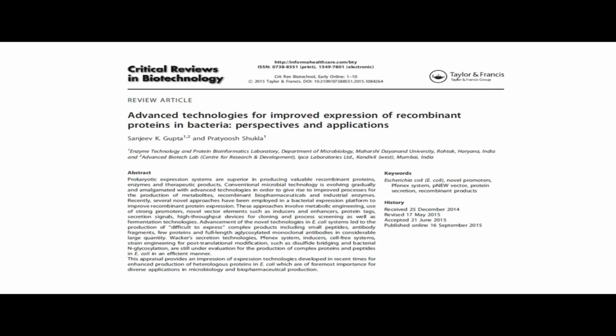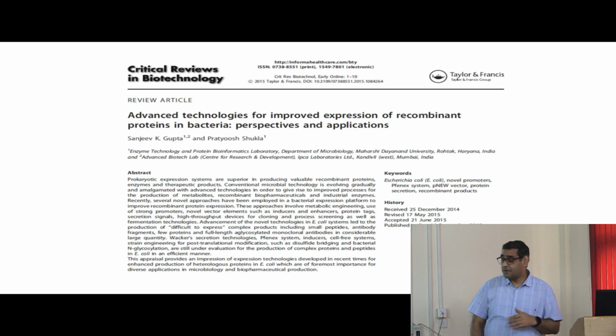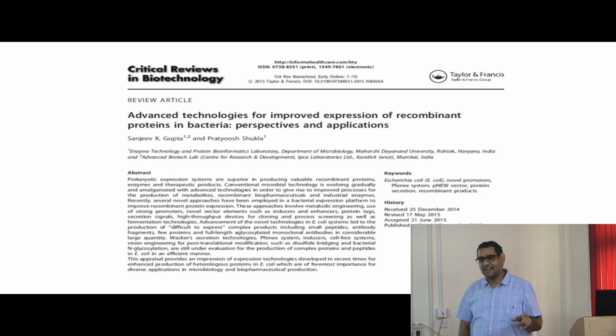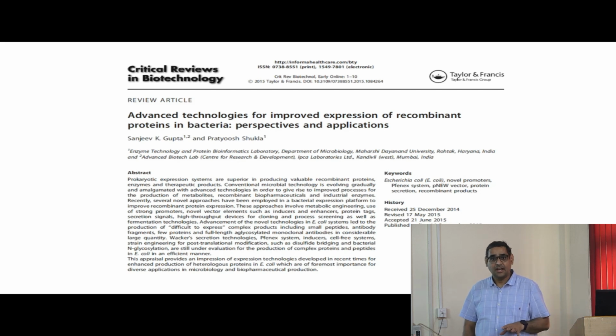This is the tutorial review article, Advanced Technology for Improved Expression of Recombinant Proteins in Bacteria: Perspective and Applications. This is a highly cited paper. You can see it in Google. It was written by us, and the person here, Sanjeev Kumar Gupta, after completing his PhD with me, got the top rank. He is now Vice President of IPCA laboratory. He joined as a researcher and was a scientist there after this discovery, because the company made millions of rupees, millions of dollars with that type of technology, and they funded it also.